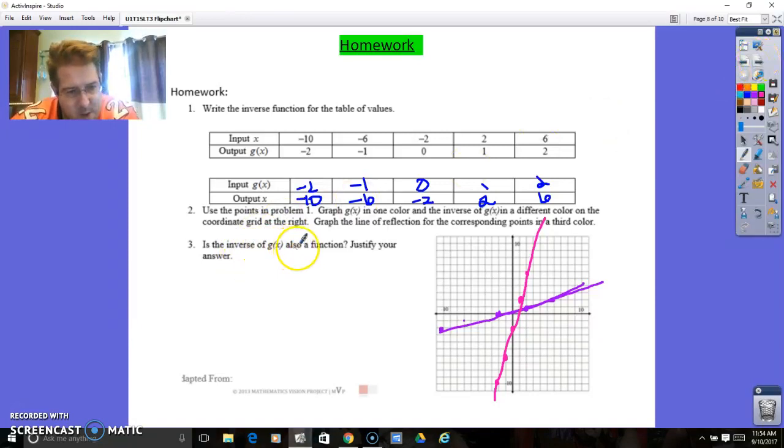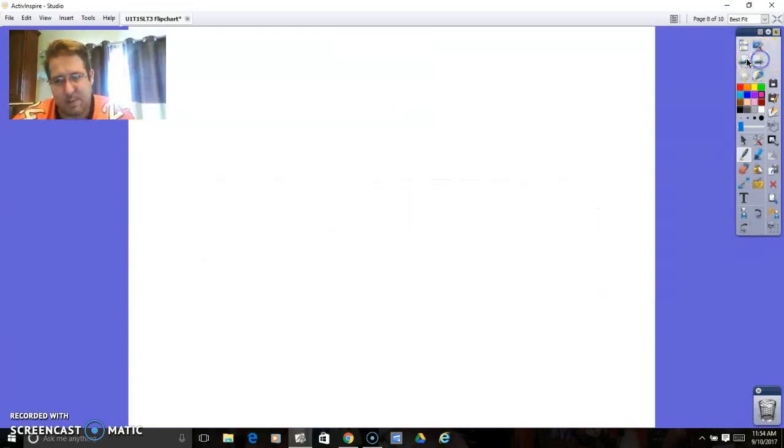Is the inverse of g of x also a function? Justify your answer. Yes, they are both functions because they both pass the vertical line test. No domain has more than one range. That's just simply your answer.